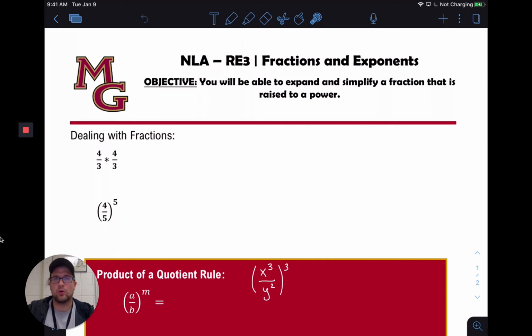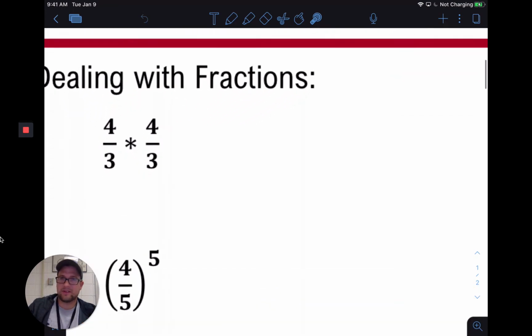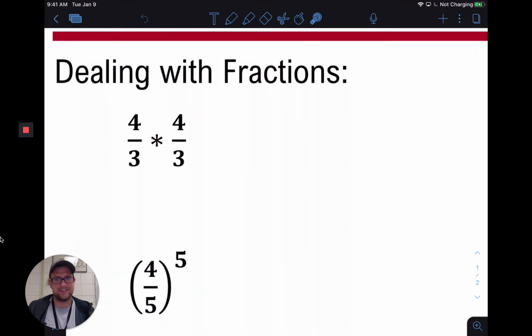Welcome back, everyone. Today we're going to be talking about RE3, which is fractions and exponents. Your objective today is that you will be able to expand and simplify a fraction that is being raised to a power. Before we get into it too deep here, let's just go over some basic understandings of fractions, because in my experience, kids don't like them much.